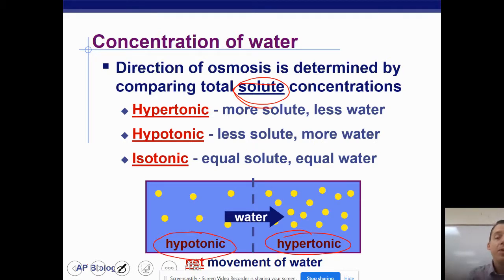So now let's think about this in terms of water. Which side has the most water? The most available water is going to be on the left side, right? Because there's less water surrounding the solute. So which way is the water going to go? The water is going to go from a high water concentration, which is over here, right? There's lots of available water on the left. And then there is a low water concentration on the hypertonic side. So water goes from high to low.